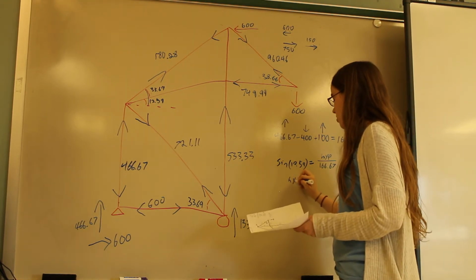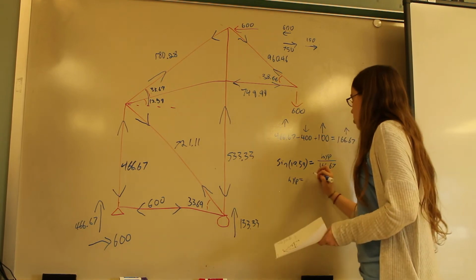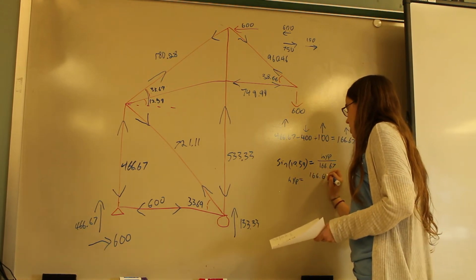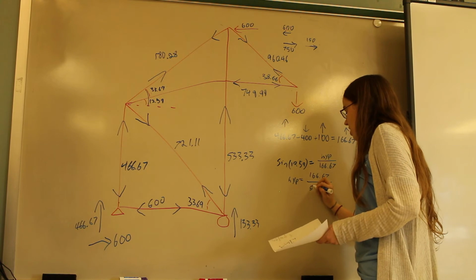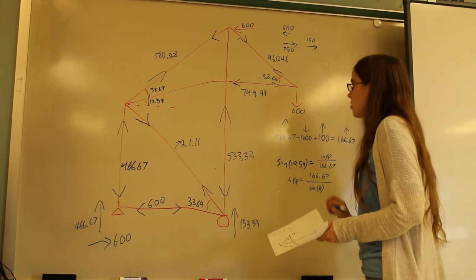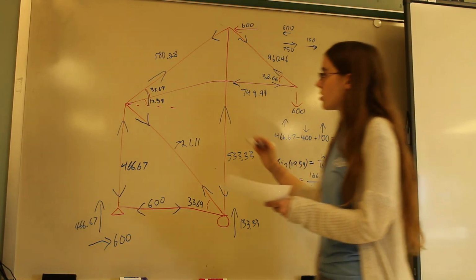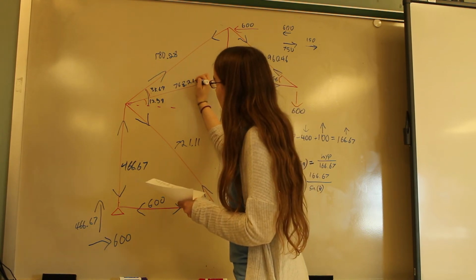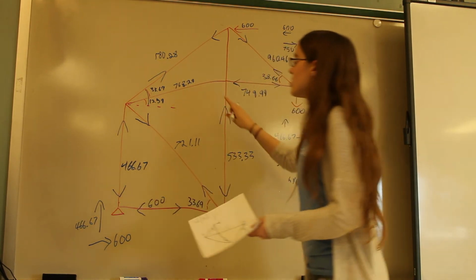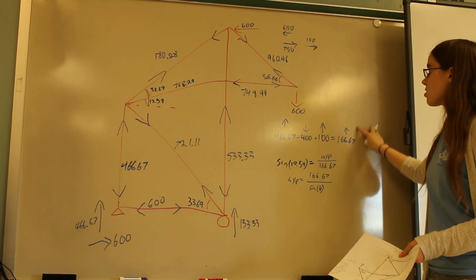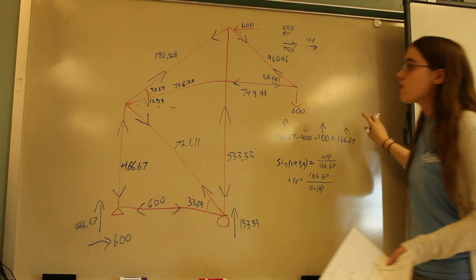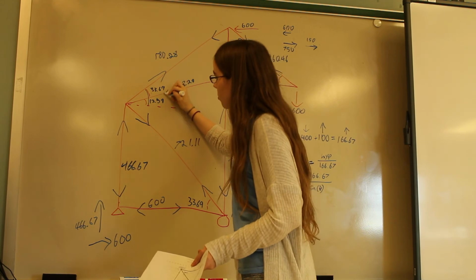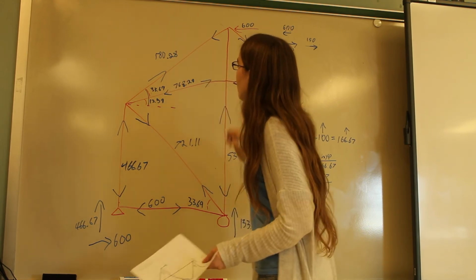And so the hypotenuse is going to be equal to 166.67 over sine of its angle. And that gives us a value of 768.29. And now we need to go back and remember the sign. So this is a total force going up. So our force needs to go down at this corner. And it needs to balance itself.